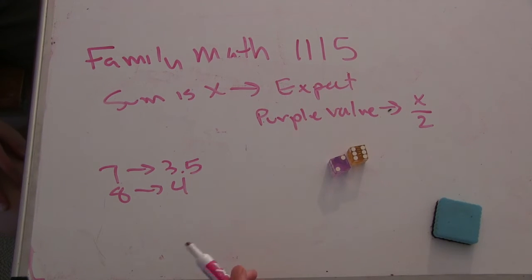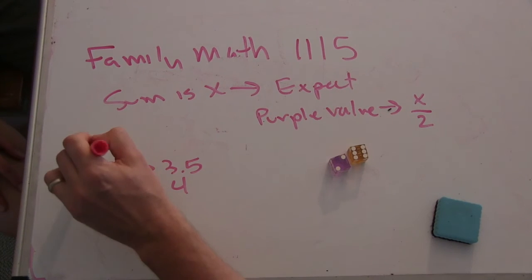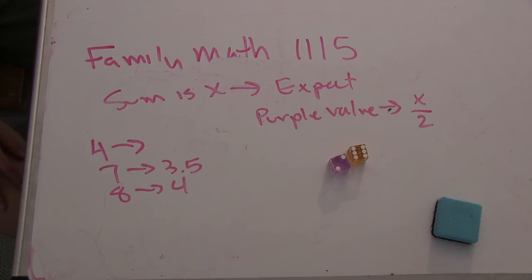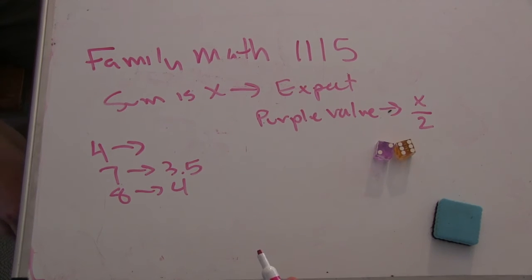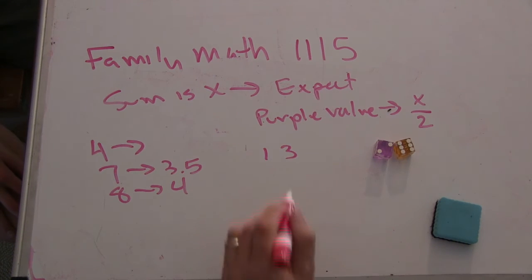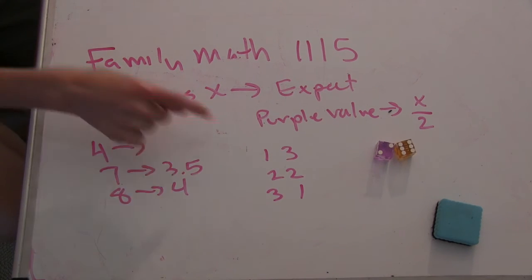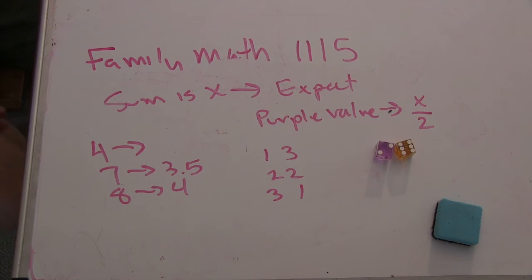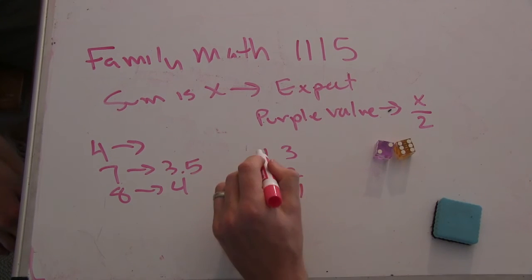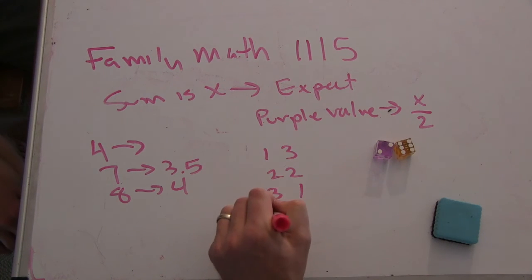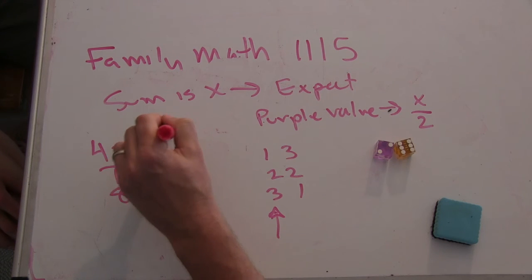We won't check all of them, but what would you like to check next? Let's check a small number, like 4. Okay, so we expect 2. So what are our possibilities? Here we can write them all down. You can either have 1 and 3, or 2 and 2, or 3 and 1. So there's actually only 3 cases, and the average of the purple values is indeed 2. They add up to 6, divided by 3, so we get 2.